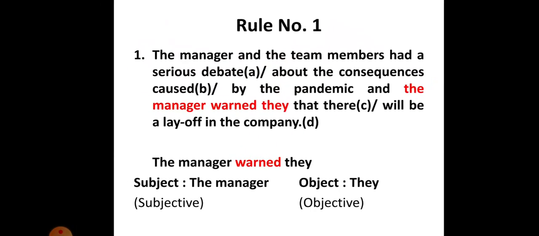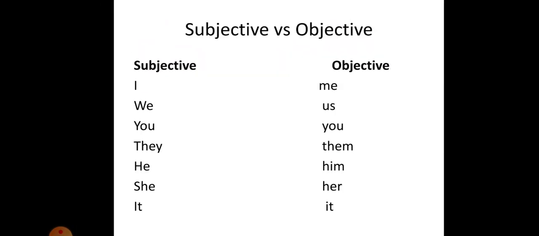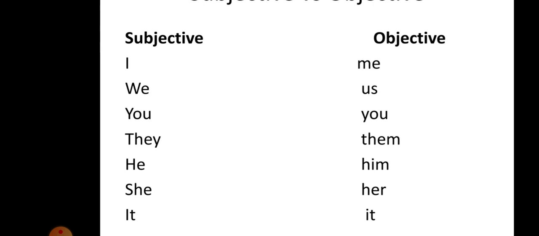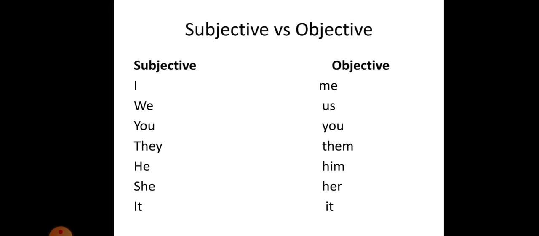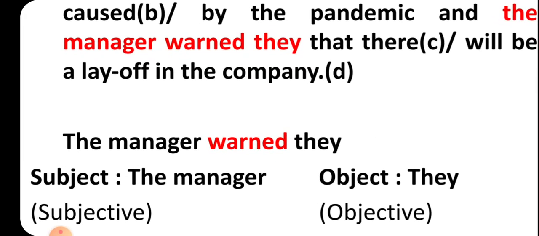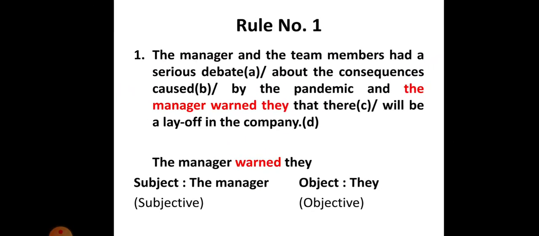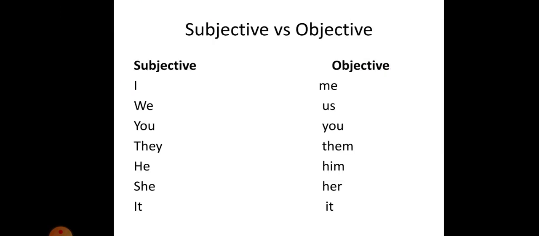So you need to know that these personal pronouns have different cases: subjective and objective. Subjective cases are I, we, you, they, he, she, it. And the objective cases of I, we, you, they are: for I, it is me; we, us; you, you; they, them; he, him; and she, objective is her; and for it, the objective case is it. So here the problem is, you are supposed to use an objective case pronoun after the verb, but here the subjective case is used. So the correct answer is the manager warned them. It's not warned they. So rule number 1 is you need to know the difference between subjective and objective cases.